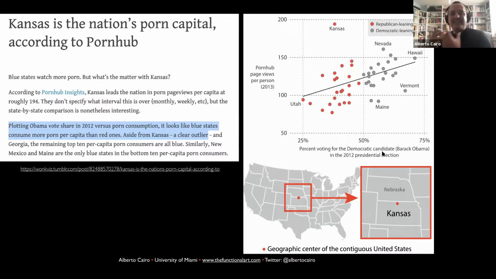Now, that doesn't mean that the data is wrong per se, right? But you need to adjust for this type of glitch. So you need to know your data really, really well. And if you're going to visualize it, you need to disclose this problem to the people that you're presenting the data to.